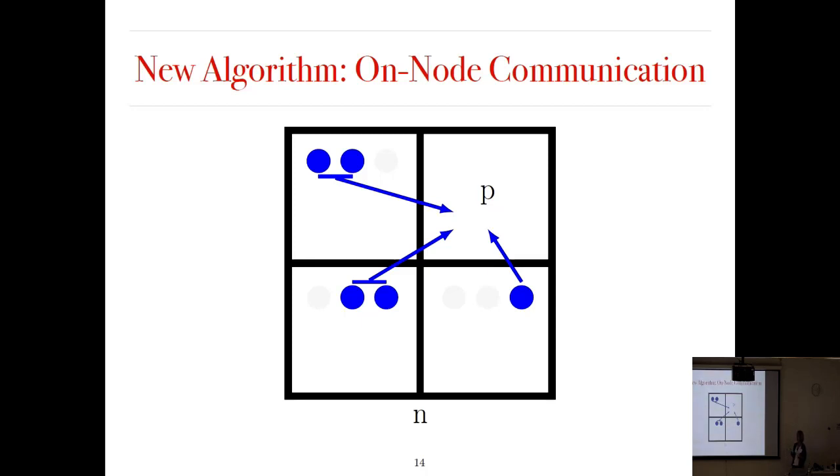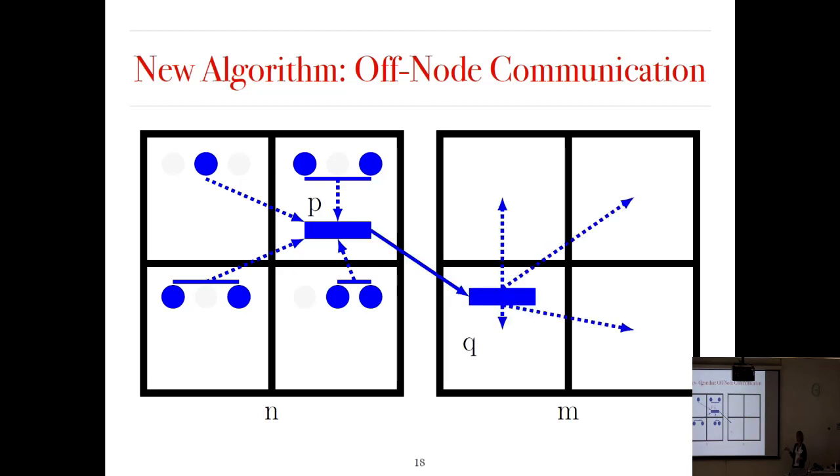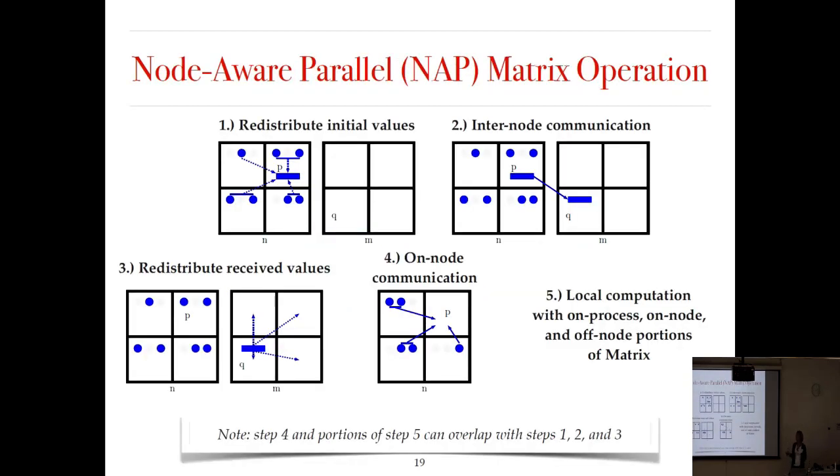However, we're going to change how off-node communication works. So rather than gathering all of the data that goes to some process Q, these processes on node N are going to gather all data that goes to any of the processes on node M. It's going to gather all that data and send it locally to P. So P is going to collect all of that data, and after it does that, send it as a single message to process Q on node M. And then process Q will redistribute it to any of the processes that need it. So it's a pretty simple concept.